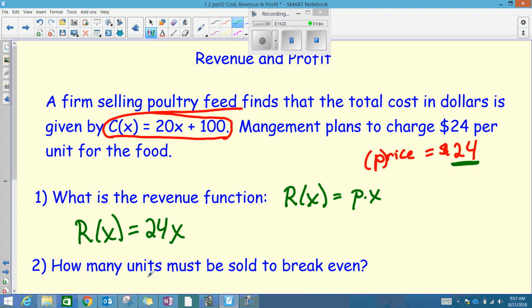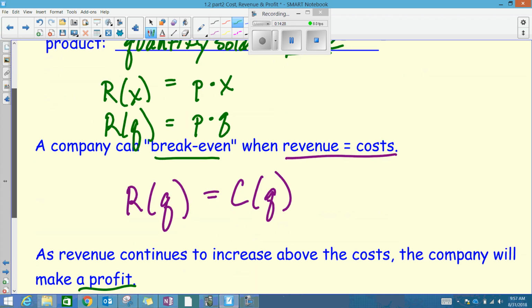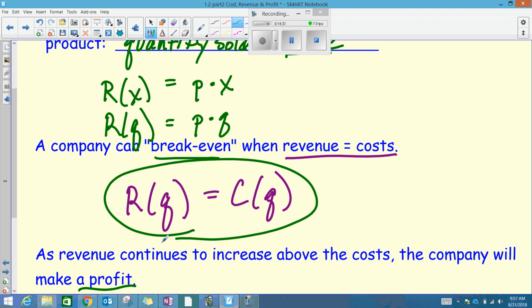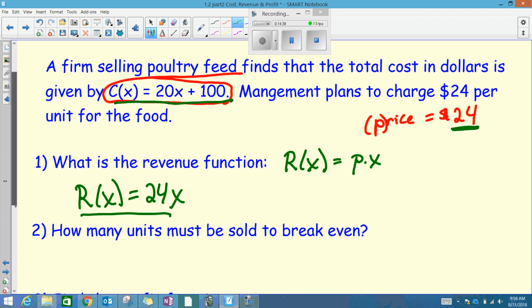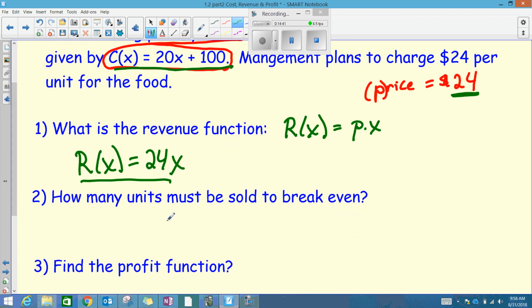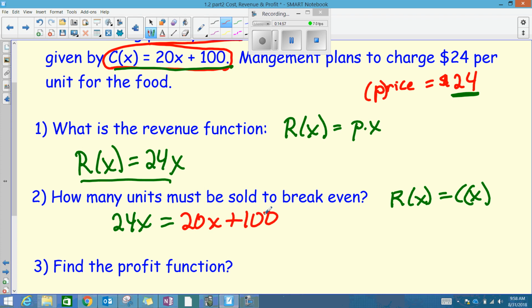Okay, now it says how many units must be sold to break even. Well, if you look back, break even happens when your revenue equals your cost. We made a revenue equation, and we already had the cost equation. So our break even is going to be revenue equals cost. So we're going to say 24x equals 20x plus 100. That's going to be our break-even quantity. So now we solve for x.